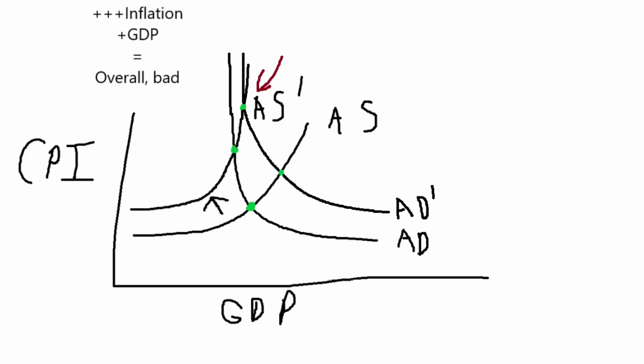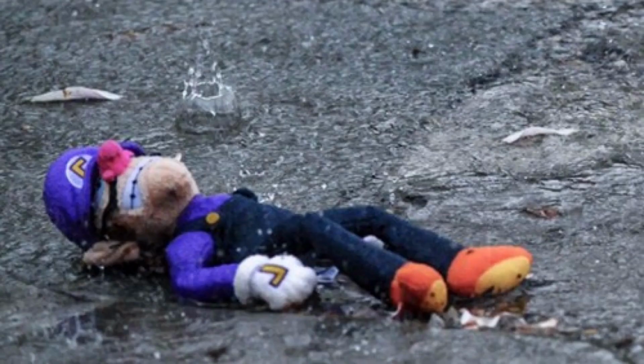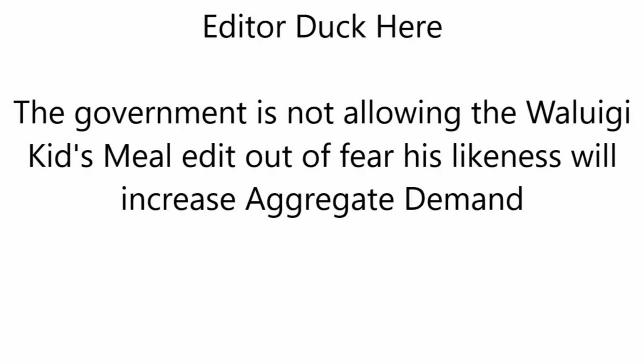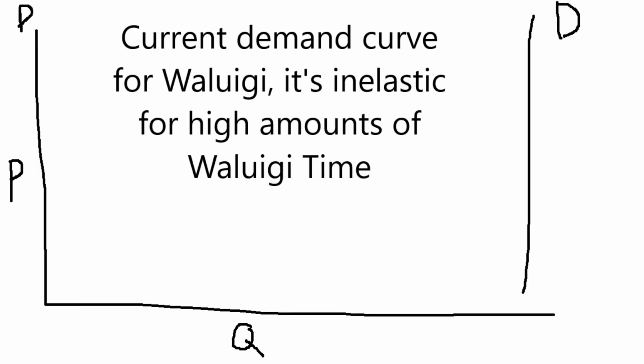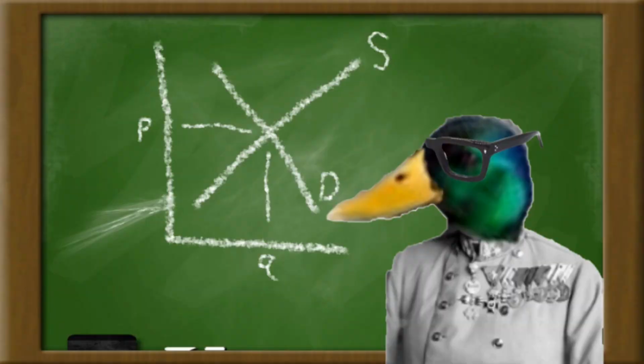curve right. It would happen this way because unused dollars would be massively spent on Waluigi games, Waluigi plushes, Waluigi kids meals, you name it, and the hypnotized rhythmless masses would eat it up. That's why they can't even put Waluigi in Smash. It would destroy our way of life.